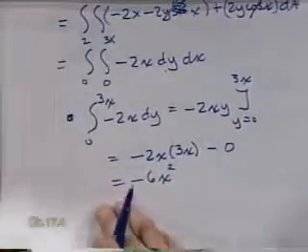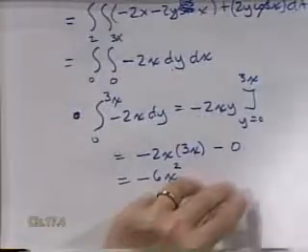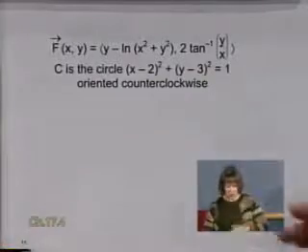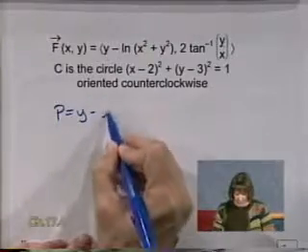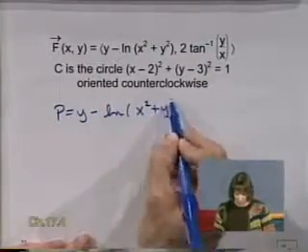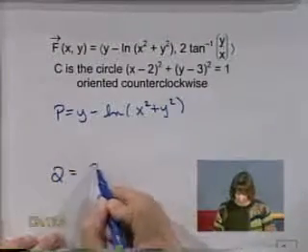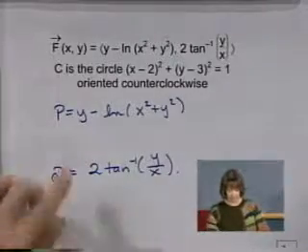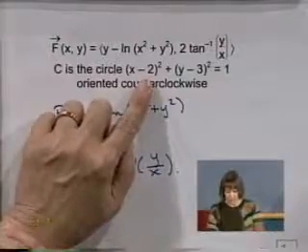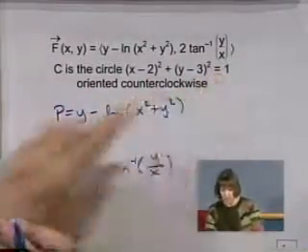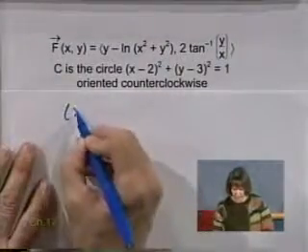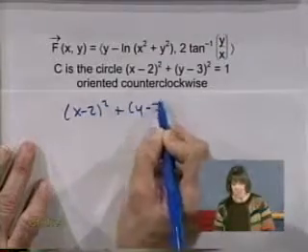Okay, what else do we have to look at? Okay, looking at this one. Look how hideous your function f is. Your function f has a p equal to y minus the natural log of x squared plus y squared, and the q is equal to 2 arctan of y over x. Now notice this is the circle x minus 2 squared plus y minus 3 squared equals 1. Let's look at that circle before we do anything else.